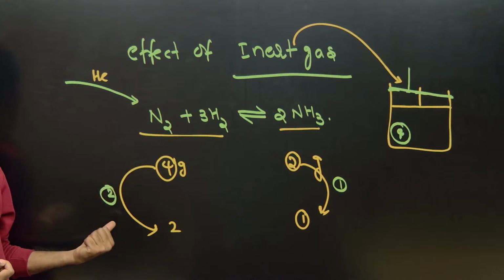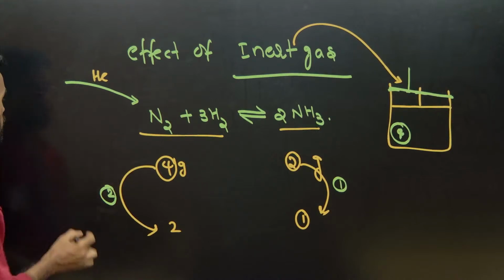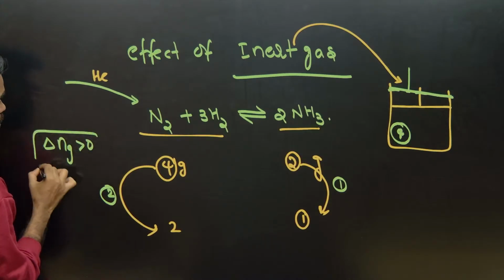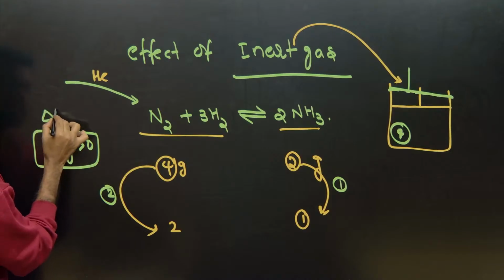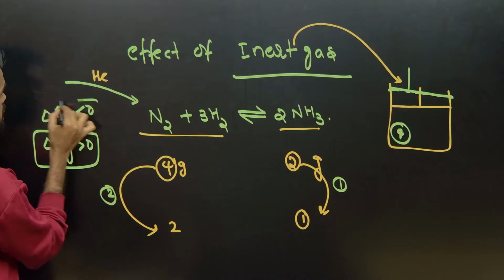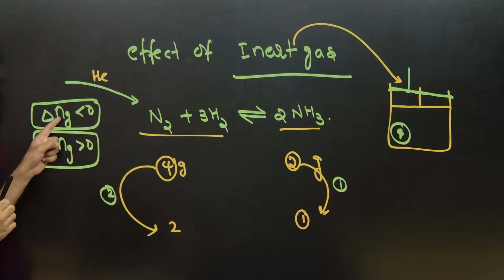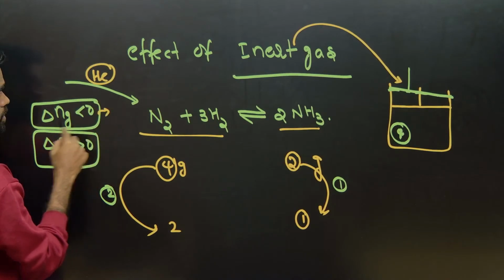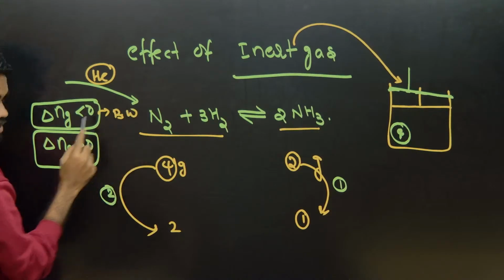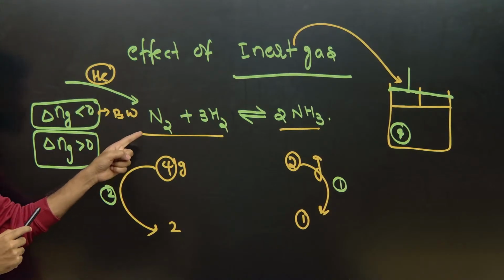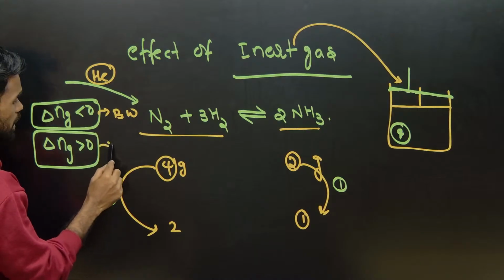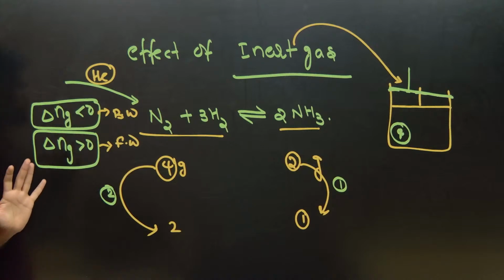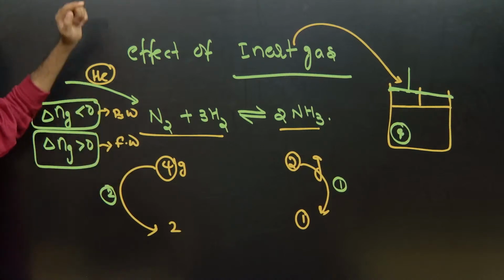is more here. So just take, if delta Ng is greater than 0 and delta Ng less than 0, these are the two things you should remember. If delta Ng is less than 0, addition of inert gas favors backward, as in this case. If delta Ng is greater than 0, forward. Just remember it as opposite to the effect of pressure.